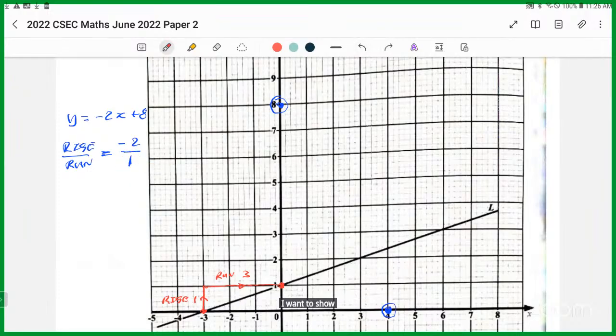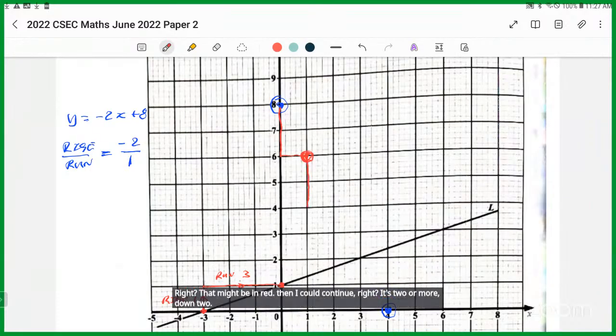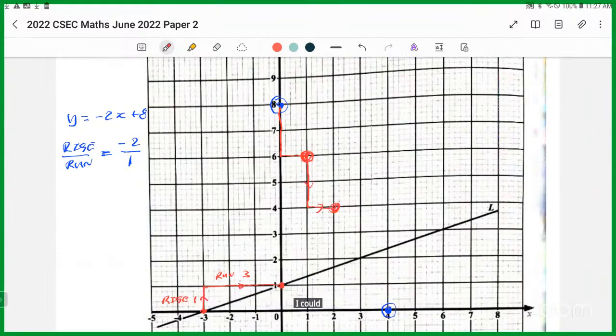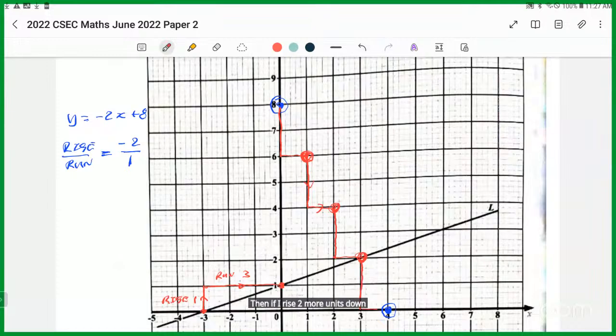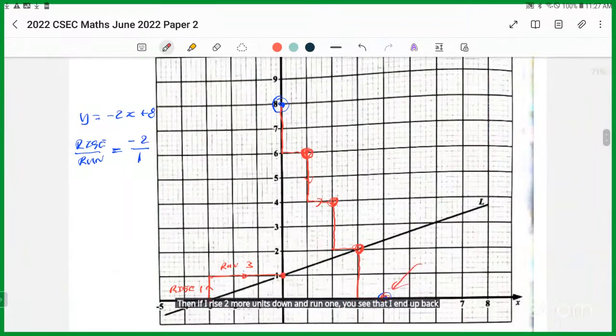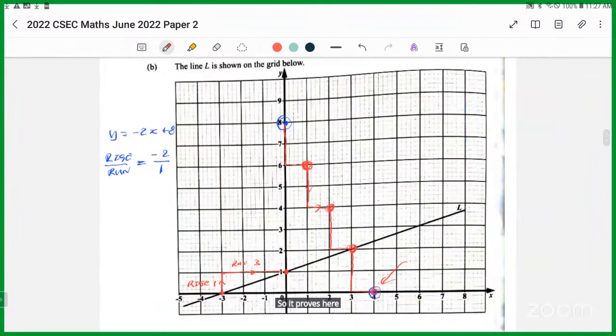So starting here, I would rise 2 units down. That's 1, 2, and run 1. So this is a point on the line, right here, that I'm marking in red. Then I could continue, go down 2 units, and run 1 to the right. And that's another point on the line. I could continue, rise 2 more units down, run 1, and this is another point on the line right here. Then if I go 2 more units down and run 1, you see that I end up back on the point on the x-axis. So it proves here that the rise over run works.